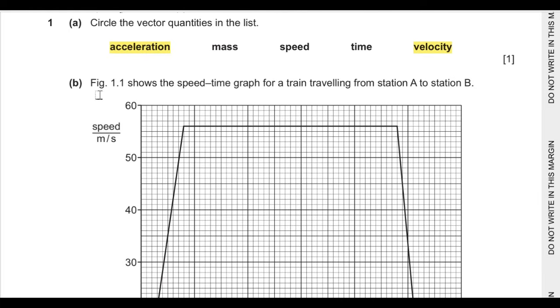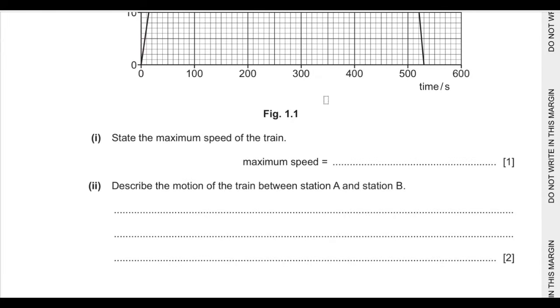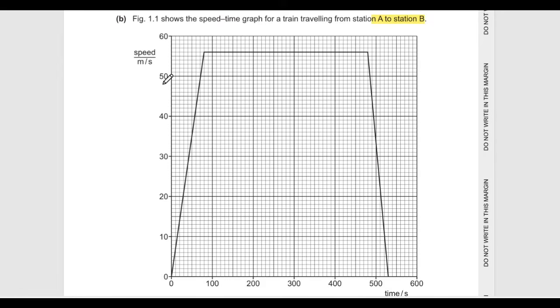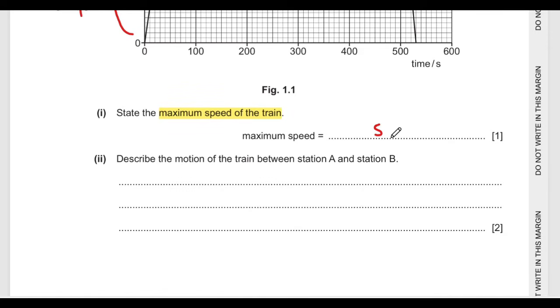B part of the question says, figure 1.1 shows the speed time graph for a train traveling from station A to station B. Part 1 says, state the maximum speed of the train. So if we see the graph, the maximum speed that the train achieves is this. In y-axis, one small box is representing 1 meter per second of speed. That means this value over here is 56 meter per second. So it is the maximum speed achieved by the train.